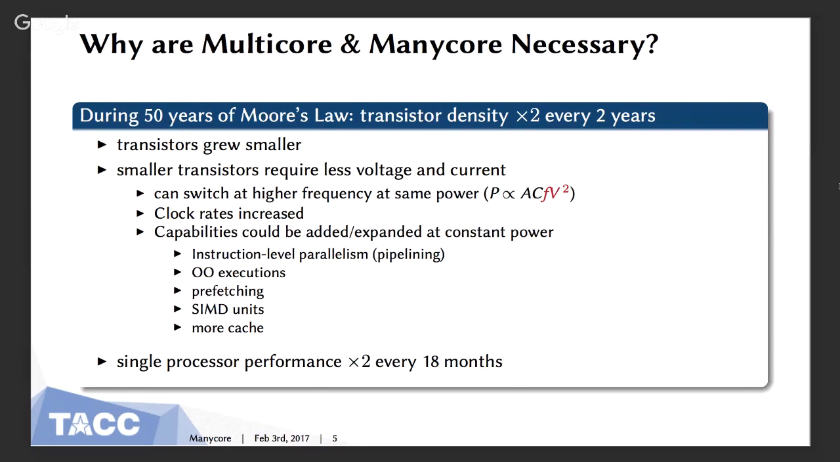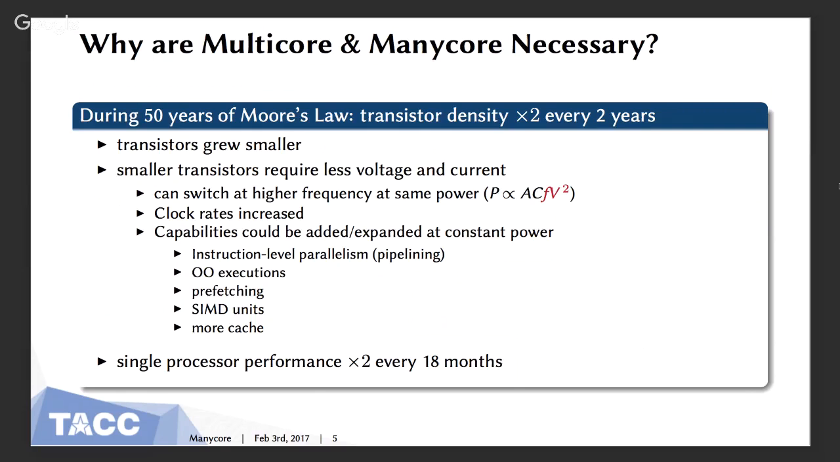The power that your processor is consuming is something like this expression I have here. P, the power, is proportional to some factors in the front times F in red, the frequency, times the voltage squared. So as you decrease the voltage, you're able to increase the frequency of your processor and maintain the same power. So for years, for decades really, clock rates were increasing.